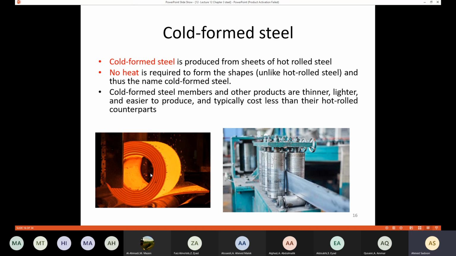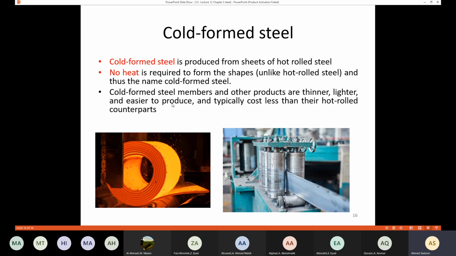Then we are going to store the cold form steel. Later on, we are not going to use heat, but we are going to use only machines like this one in order to change the shape of these sheets. So no heat is required to form the shapes, unlike hot rolled steel, and thus the name cold form steel. In order to get the final product, we use these machines to change the shape of the steel sheets.